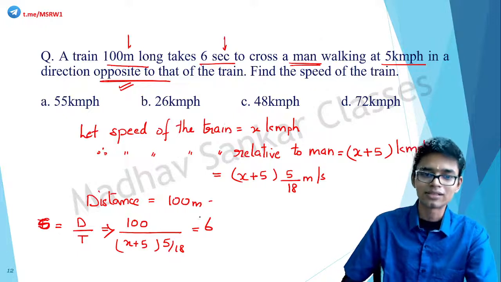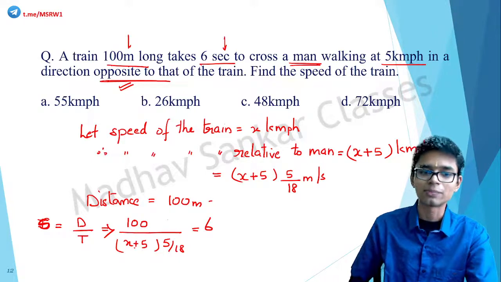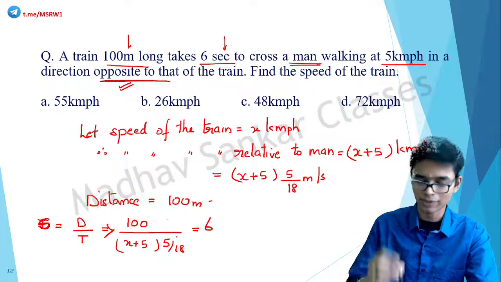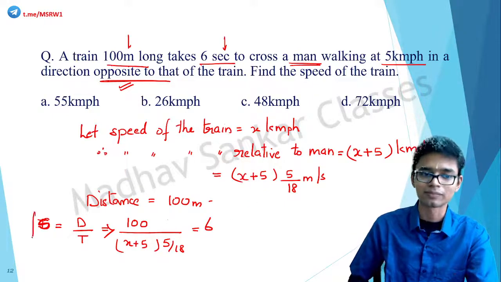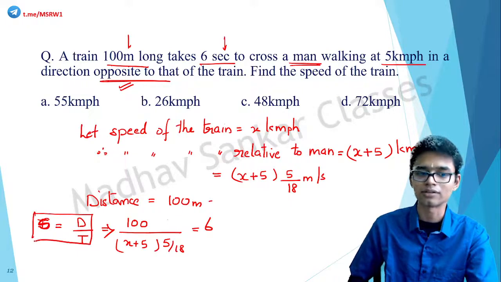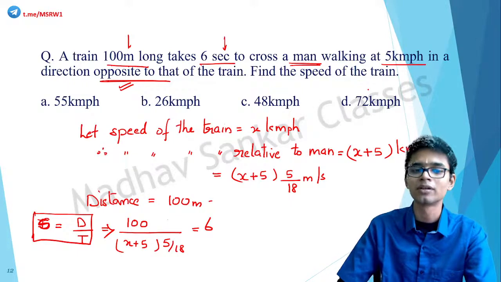Did you understand? Distance by speed is equal to time. So, here this is the distance, 100. The speed is x plus 5 into 5 by 18. This is equal to the time, that is 6. Sorry, I will keep this apart to make sure you are not confused.